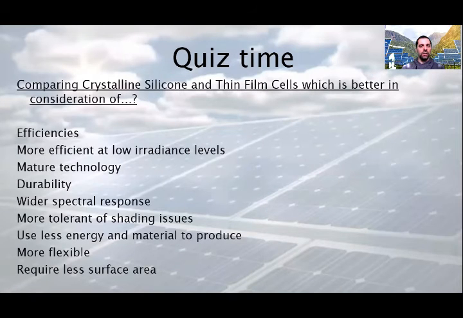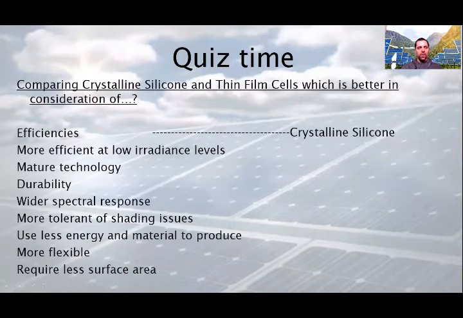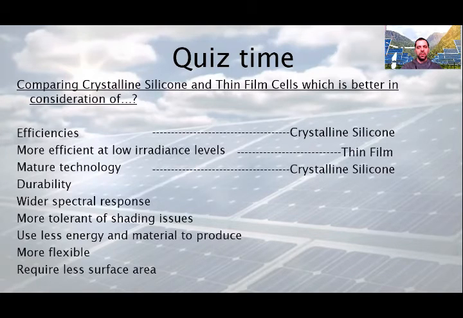After finishing the thin film cells, it's time for a quiz. Comparing crystalline silicon and thin film cells. Which is better, efficiencies? The crystalline silicon. More efficient at low irradiance levels? Thin film. It has newer technology? Crystalline silicon.